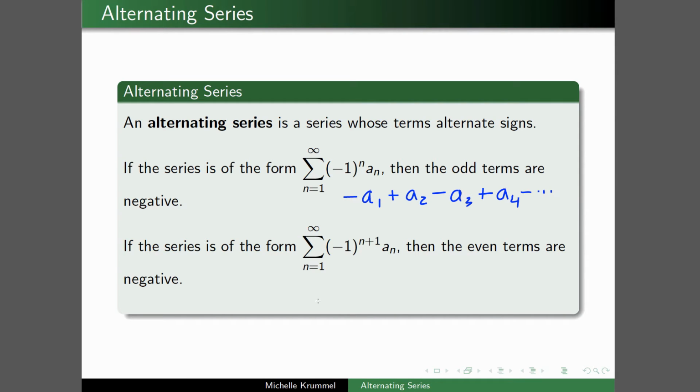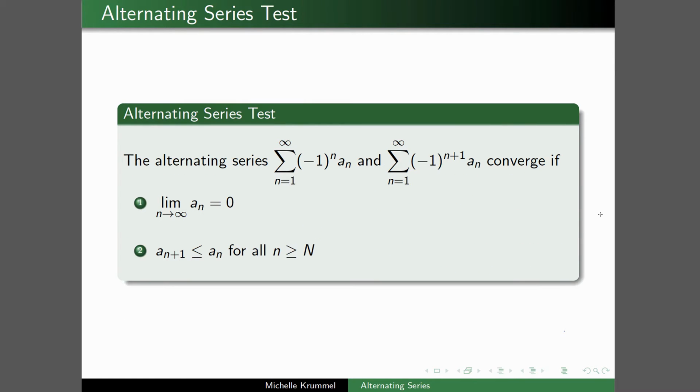If the series is of the form the sum from n equals 1 to infinity of negative 1 to the n plus 1 times a sub n, then the even terms are negative. In this case, when n equals 1, we get a sub 1. When n equals 2, we get minus a sub 2. Then plus a sub 3, and so on.